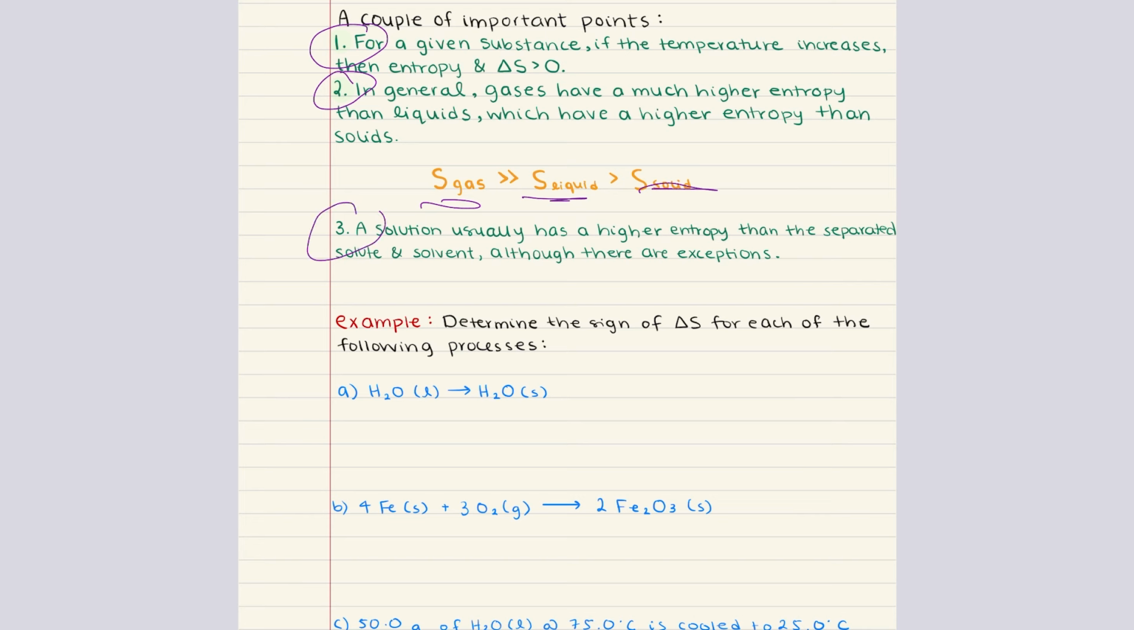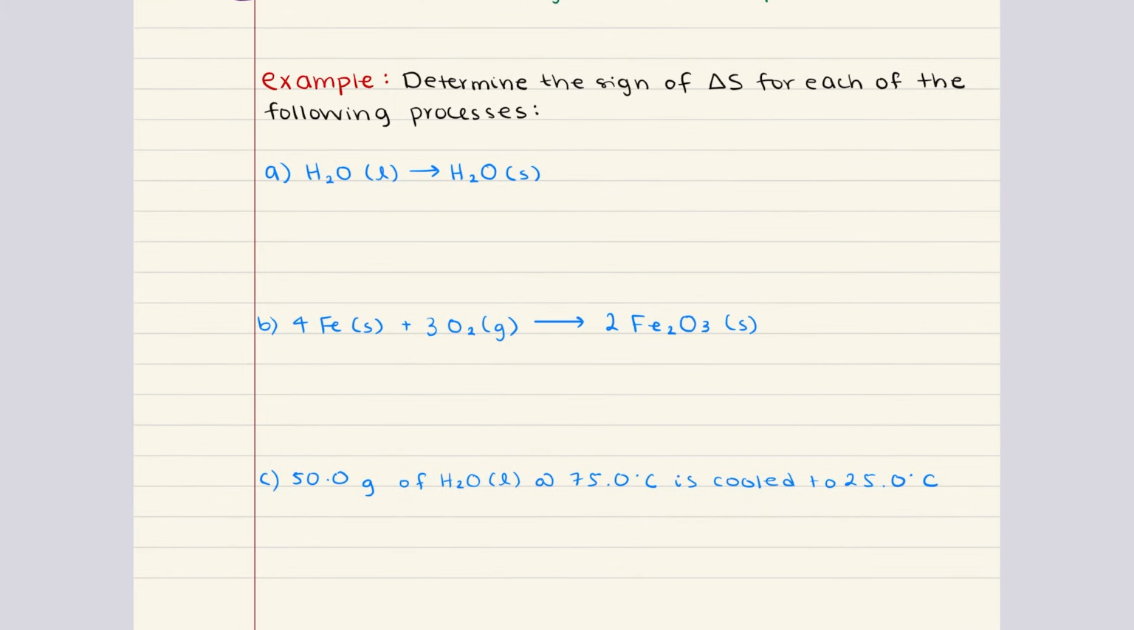The final point deals with mixing and solutions. When a solute dissolves in a solvent, the system's entropy usually increases because there are now more ways to arrange the particles in the combined solution. The mixing process disperses energy more widely, thereby increasing the number of microstates. Keeping these 3 points in mind, let's tackle a practice problem.